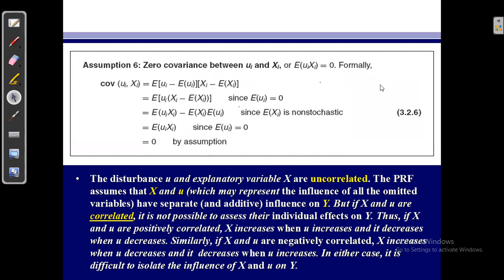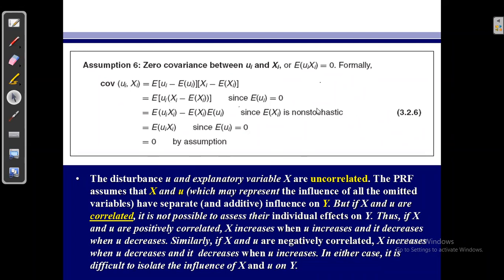Assumption number 6 is also a very important assumption of the regression model. This says that there should be zero covariance between the disturbance term and the explanatory variable, or in more layman language, that there should be no correlation between the disturbance term and the explanatory variable x. Okay, covariance of ui and xi should be zero. Actually, it means that the correlation between the disturbance term and the explanatory variable should be zero.